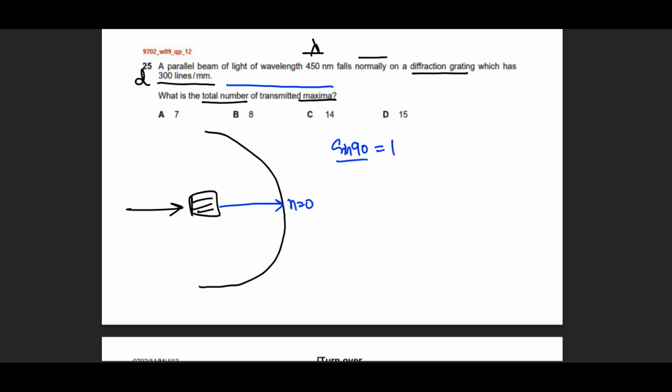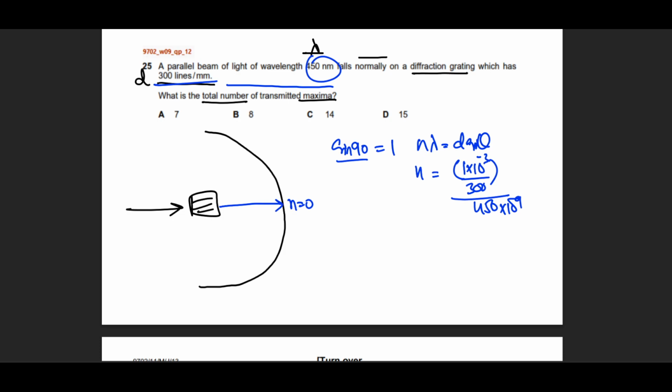Okay. How many orders are going to be on one side? So n lambda equals d sine theta. n is going to be the subject of the formula, this is what I'm trying to find out. d is already given as 300 lines per millimeter. So the shortcut was millimeter in the numerator and the number in the denominator. Sine theta is 1. So this whole fraction is divided by the wavelength, which is 450 into 10 to the power minus 9.